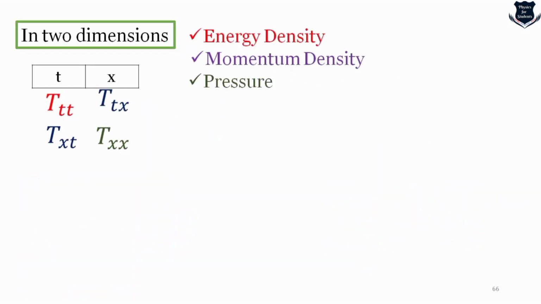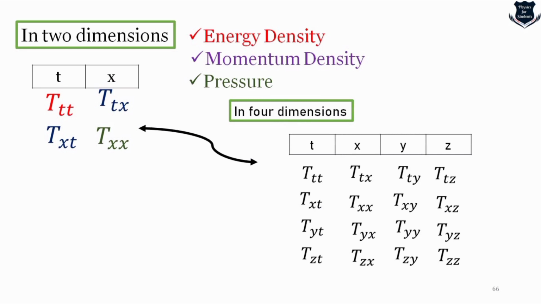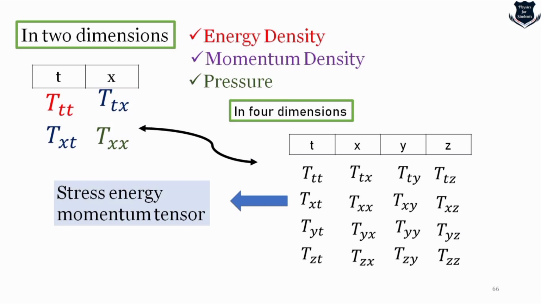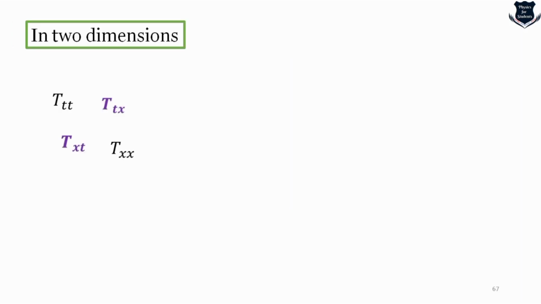So in two dimensions, let us quickly look. I have the red as energy density, purple as momentum density, and the green one as pressure. If I take this in 4 dimensions, now you see T, X, Y, and Z. This is actually the stress energy momentum tensor. Don't worry, we will go step by step in defining the momentum tensor. This is what it is: the energy density, momentum, and pressure now extended to 4 dimensions.